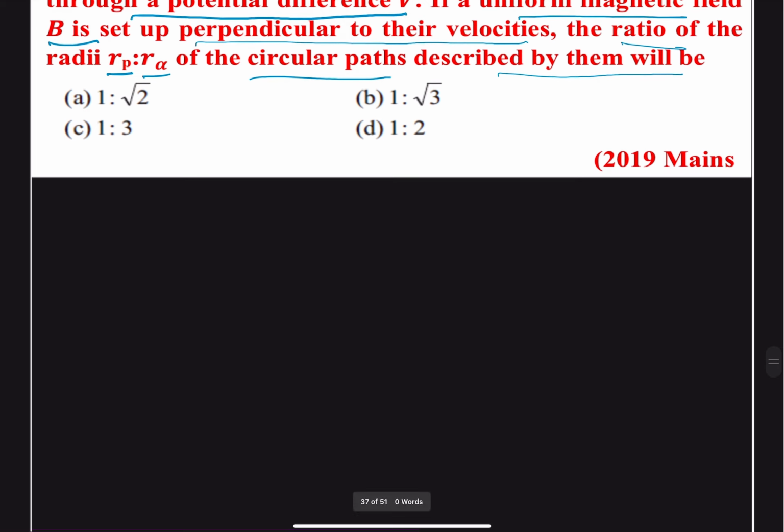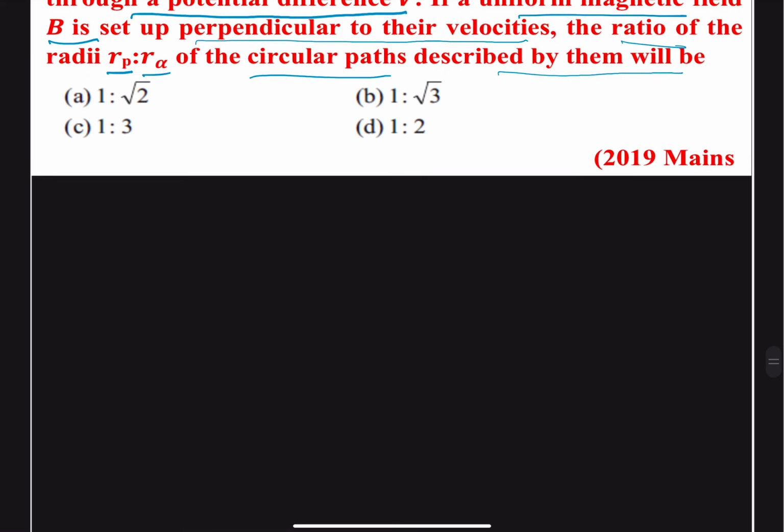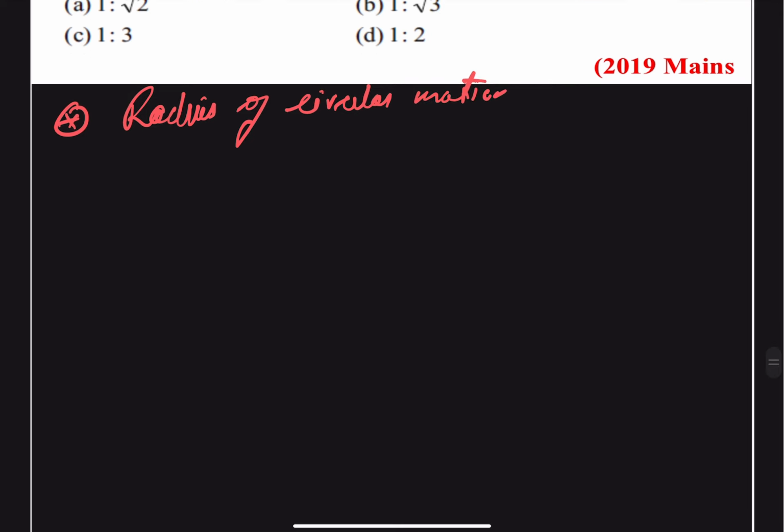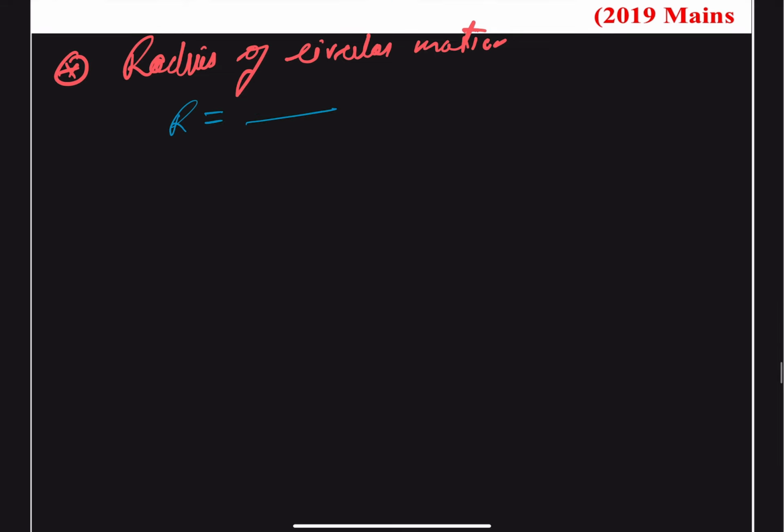So we know that the radius of a circular motion in the magnetic field, that is a standard formula. Radius of circular motion, that is our R, will be equal to mv upon qB. Okay.